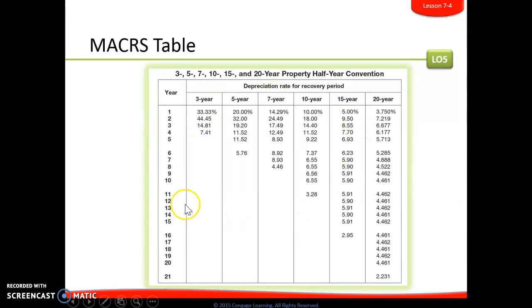So here they're showing us a table, depreciation rate for recovery period, and we have our years, 3-year, 5-year, 7-year, 10-year, 15-year, 20-year, and then they give us the rates for each of those.